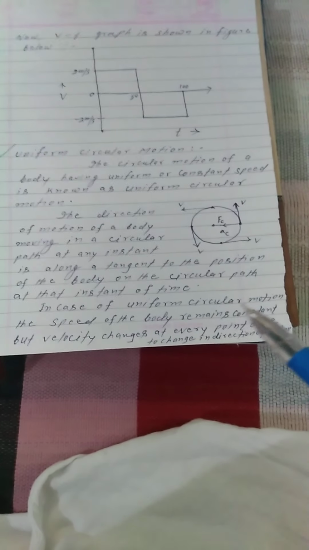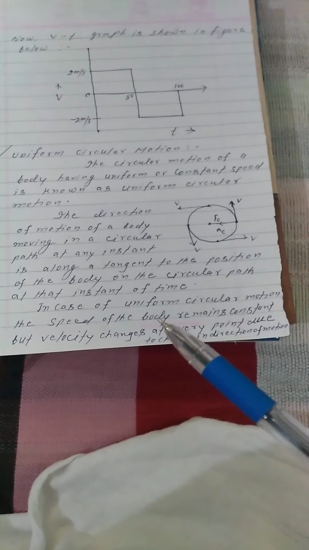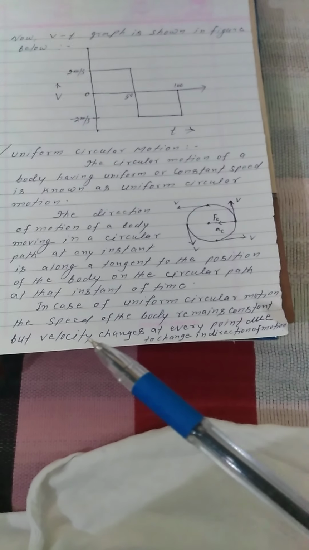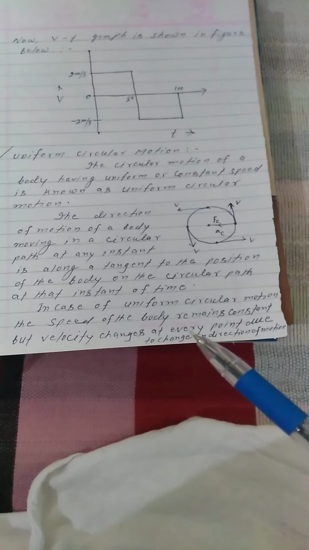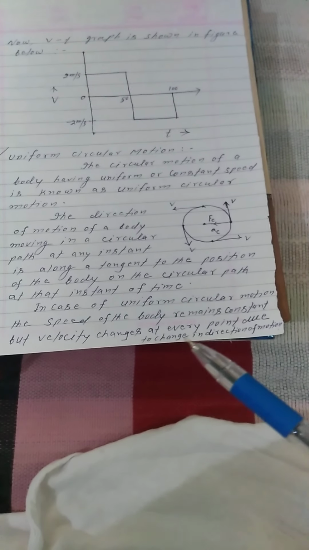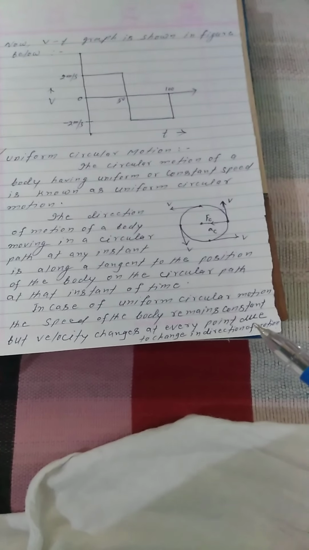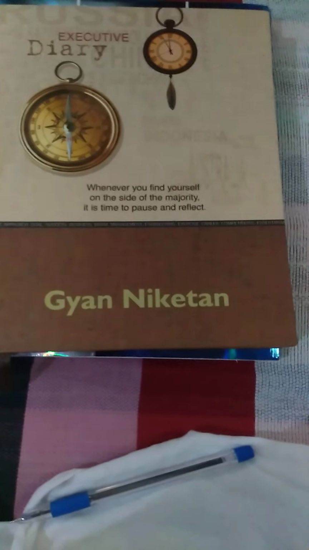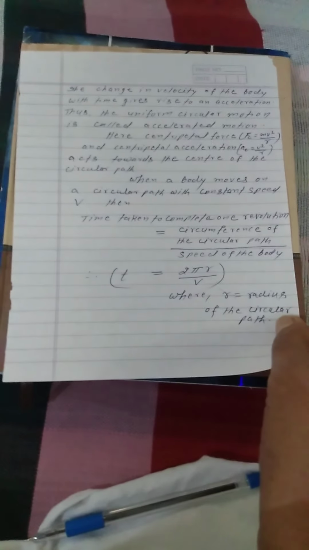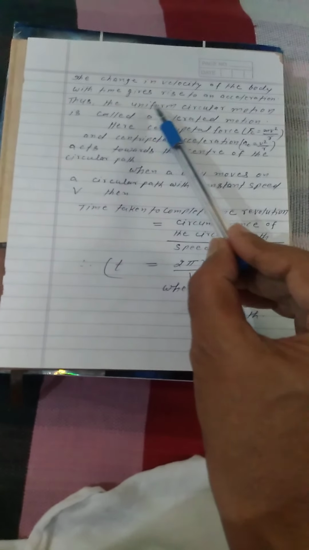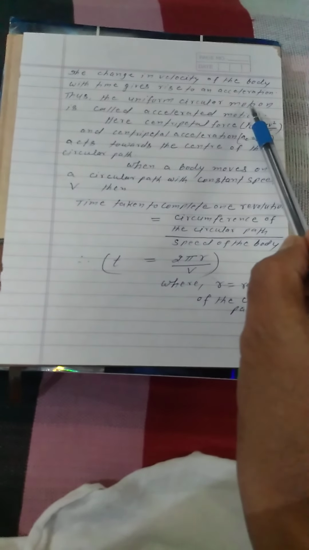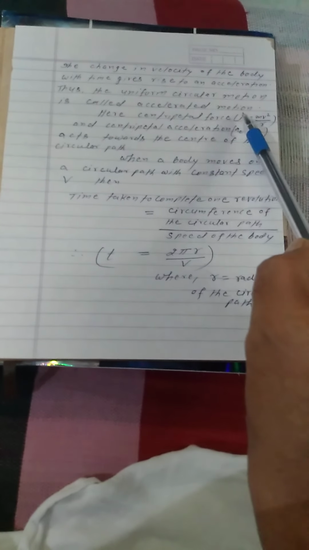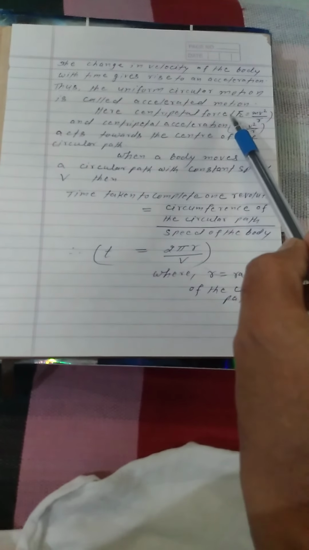So in case of uniform circular motion, the speed of the body remains constant, but velocity changes at every point due to change in its direction of motion. The change in velocity of the body with time gives rise to an acceleration. So thus the uniform circular motion is called accelerated motion.